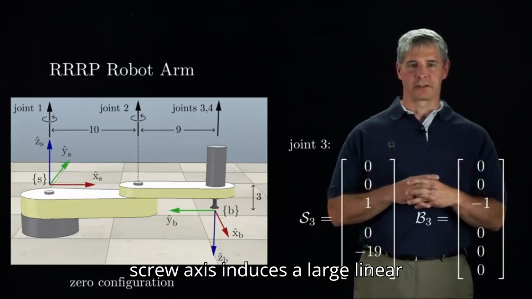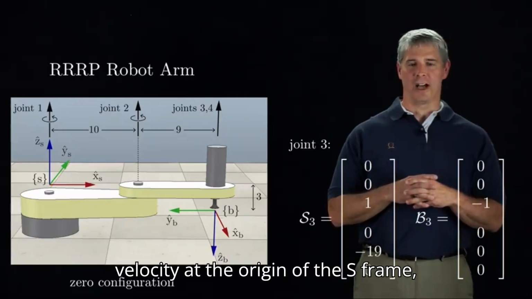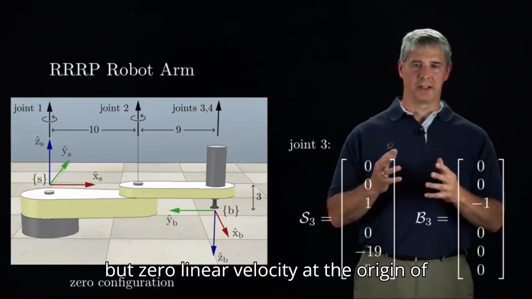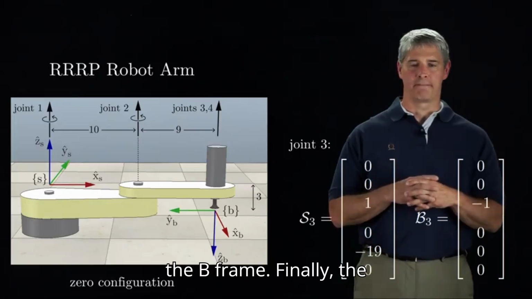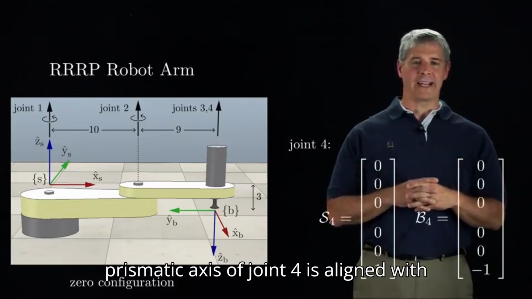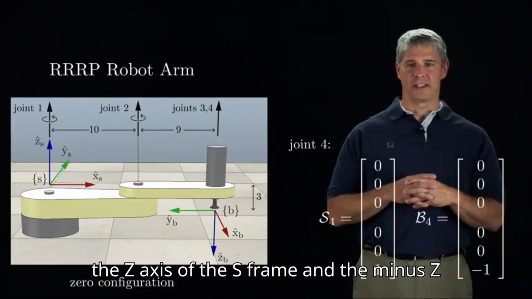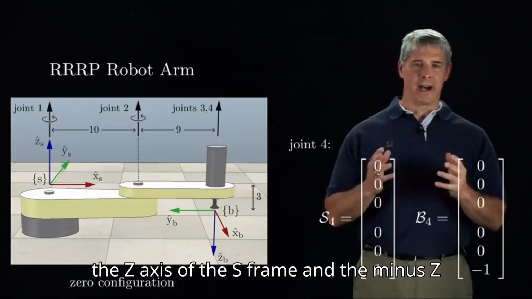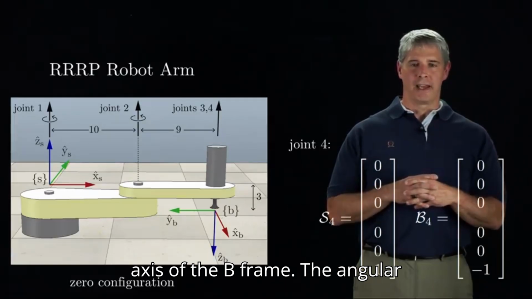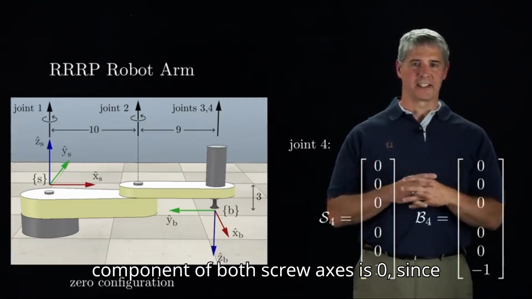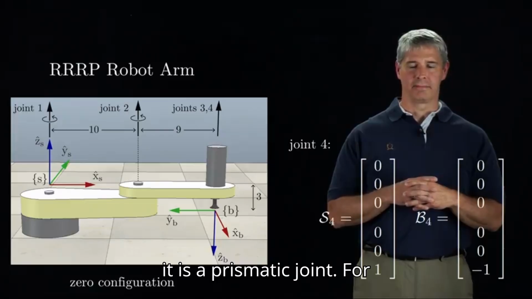Joint 3's rotational screw axis induces a large linear velocity at the origin of the S-frame, but 0 linear velocity at the origin of the B-frame. Finally, the prismatic axis of joint 4 is aligned with the z-axis of the S-frame and the minus z-axis of the B-frame. The angular component of both screw axes is 0, since it is a prismatic joint.